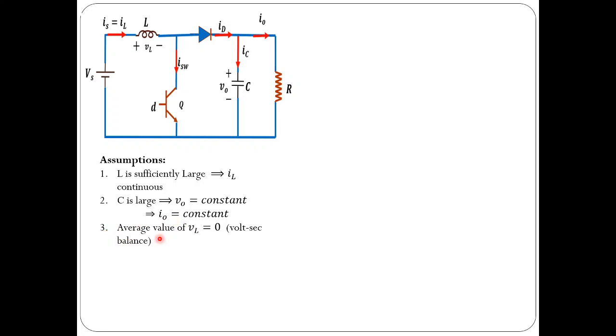Third assumption, average value of voltage across inductor is 0, that is volt second balance. Fourth assumption, ampere second balance, that is average value of current through capacitance is equal to 0.